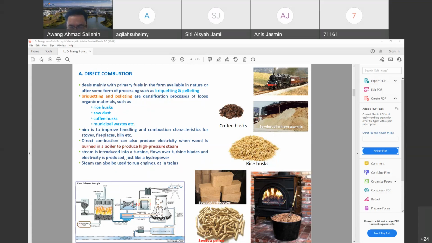This steam can also run an engine, for example, in a train. So this is something that you find very useful. Instead of dumping it into the environment, creating unnecessary pollutants from this organic lignocellulosic waste, why not convert it to something combustible that can be reused, with value added, and produce energy in the form of heat as well as in the form of electricity.